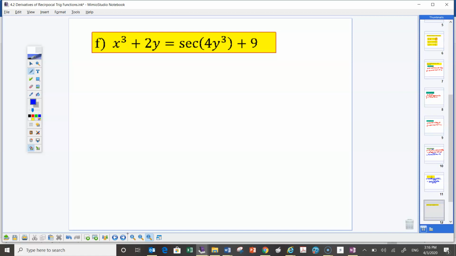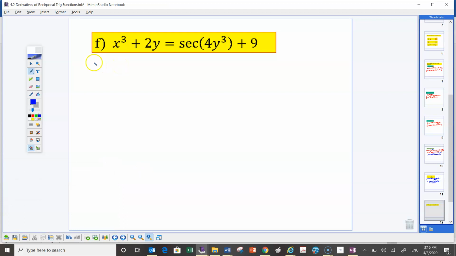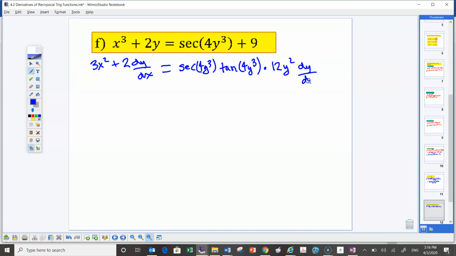Alright, this last question, we'll look at an implicit differentiation. So again, I want to take the derivative of each term with respect to x, so this is going to be 3x squared plus 2 dy dx is equal to, well, the derivative of secant 4y cubed is going to be, remember, secant 4y cubed tangent 4y cubed times the derivative of 4y cubed, which is 12y squared dy dx, and the derivative of 9 is 0.